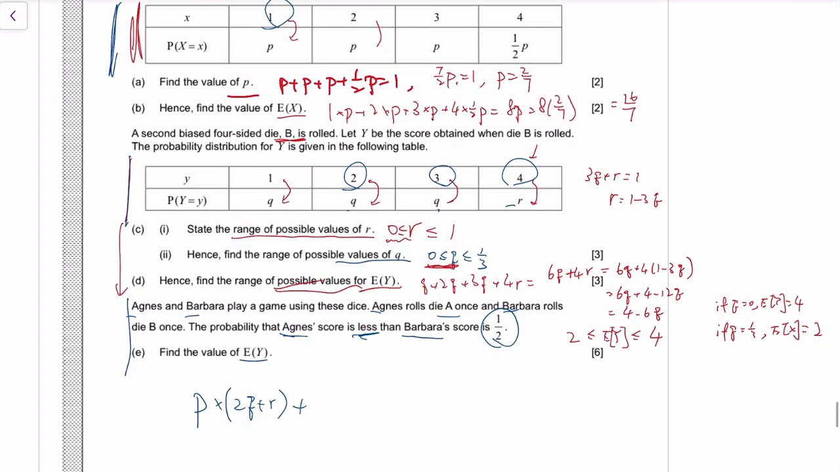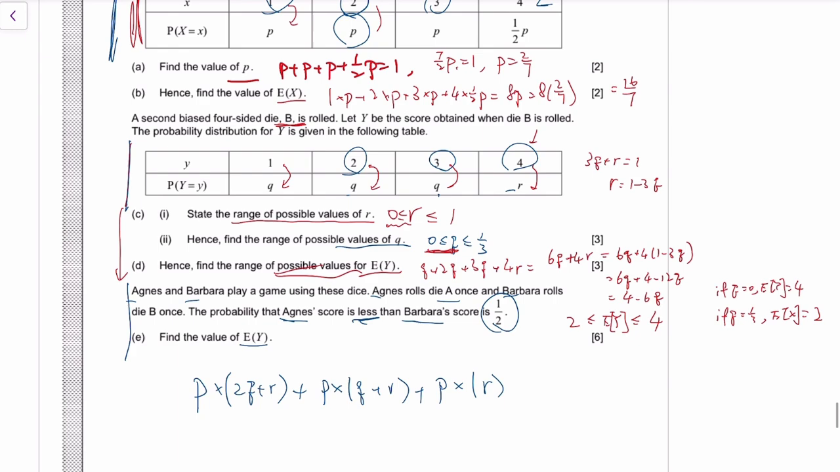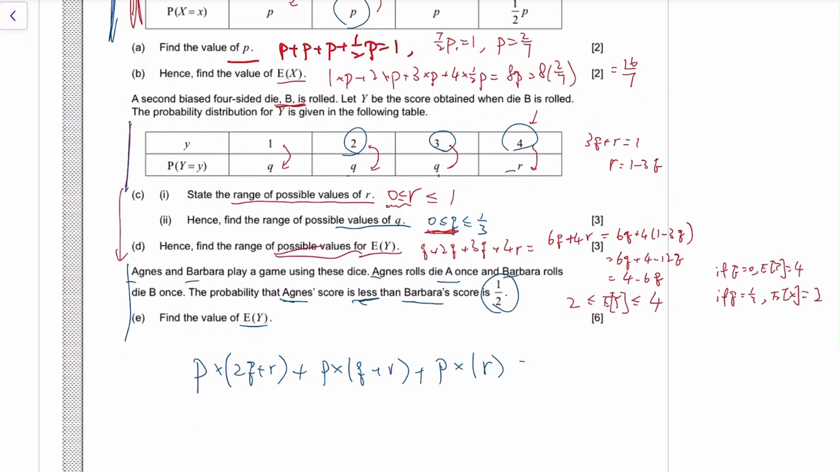So A could roll a 2. Again, the probability is P. Then B will have to roll either 3 or 4. And then A could roll a 3. The probability is also P. Then B will have to roll a 4. Alright, then if A rolls a 4, B has no chance of rolling more than A, so we don't have to consider that. The question tells you this probability is half.